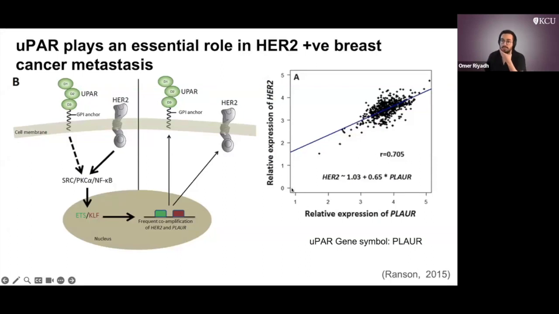So it kind of shows this notion that uPAR can be used as an indicator early on of whether this patient will respond well to HER2 targeted treatment, or if we have to look further for other or more complex kinds of treatments in these specific patients.